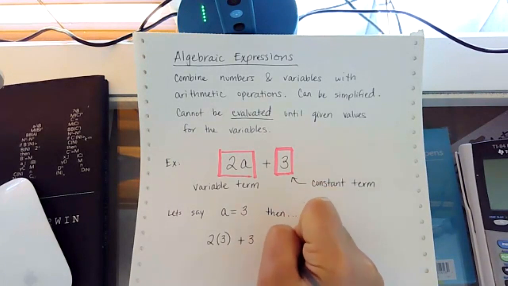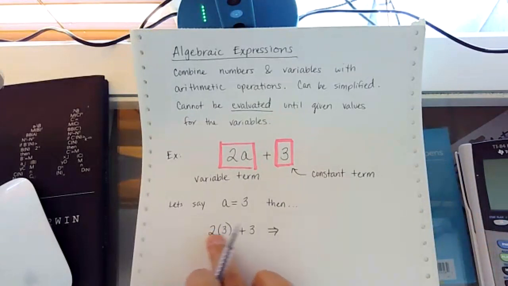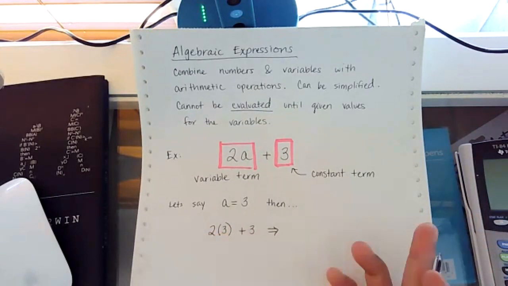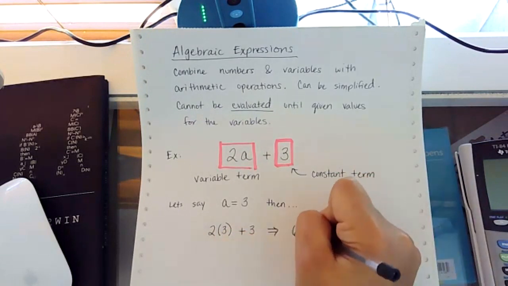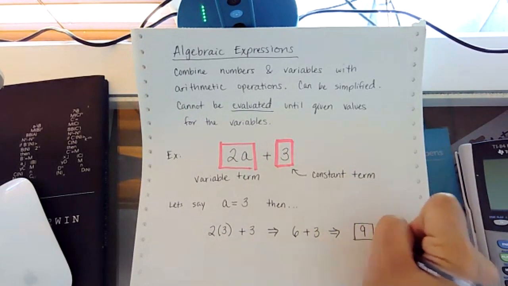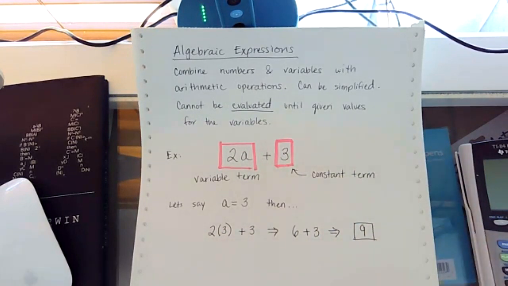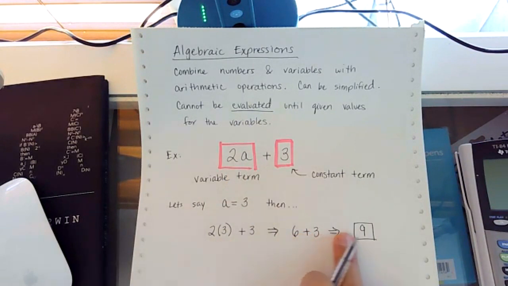Now I can evaluate it. That is, I can solve this math problem with my order of operations and say, okay, I'm going to do the multiplication first. So 2 times 3 is 6, and then add 3 to that. So when I evaluate it, I'll get 9. So I can substitute this variable value into the expression and then use my order of operations to simplify this down so I have a single value at the end.